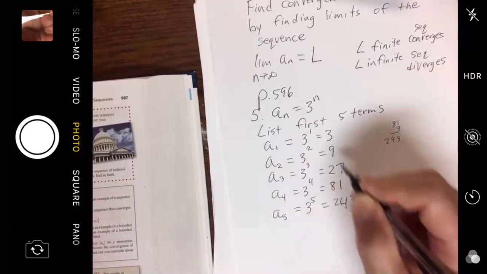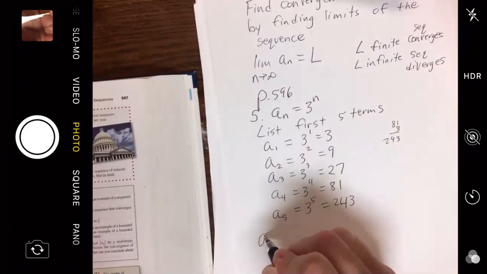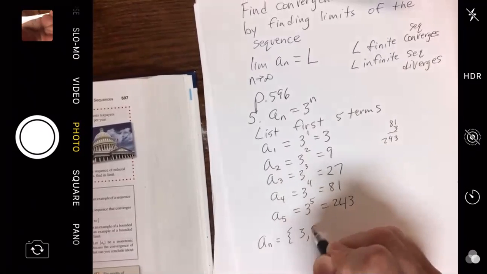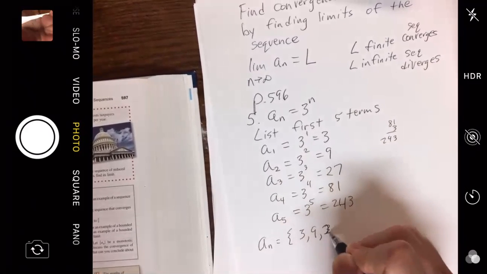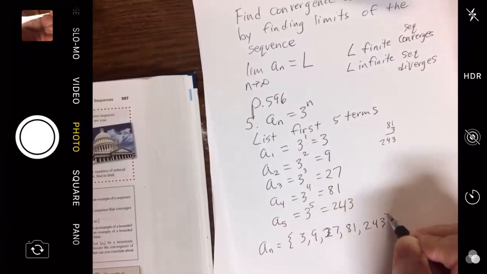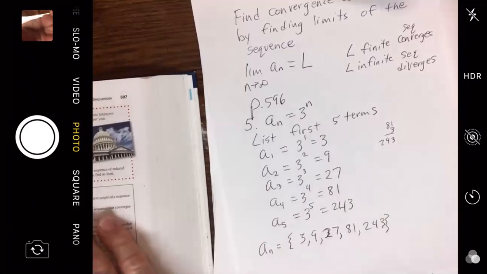Now, you can leave this like this, that's fine for the answers. The book may list it in a brace form: 3, 9, 27, 81, 243. Either one is fine. But yes, that's all they're asking for.